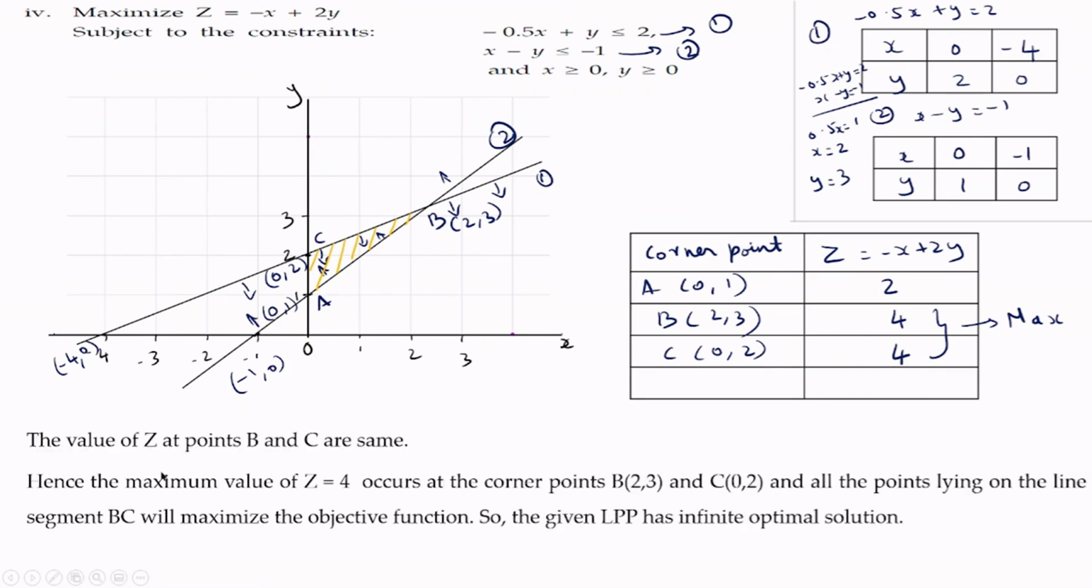The value of Z at points B and C are the same. Hence the maximum value of Z equal to 4 occurs at the corner points B (2, 3) and C (0, 2), and all points lying on the line segment BC will maximize the objective function. As a result, the given LPP has infinite optimal solutions. So the given linear programming problem has got infinite solutions which occur on this line segment BC that will maximize Z equal to minus x plus 2y.